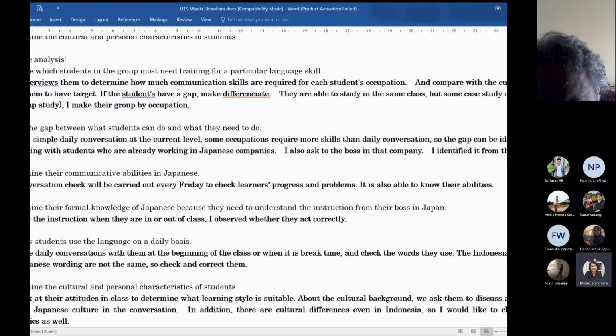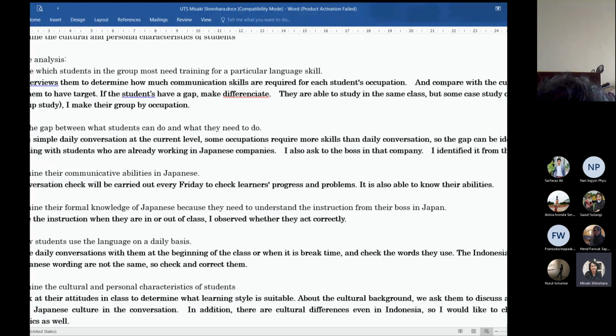Okay. And result number three, a conversation check will be carried out every Friday to check learners' progress and problems. It is also a way to know their abilities. I usually check the conversation skill on Friday every week. So I can see the improvement of the students, and I can see what they need and what they can do.